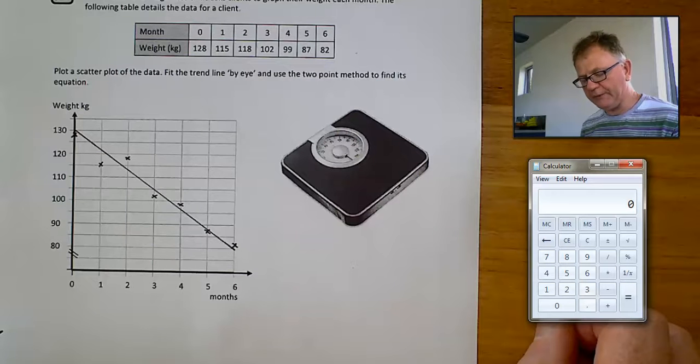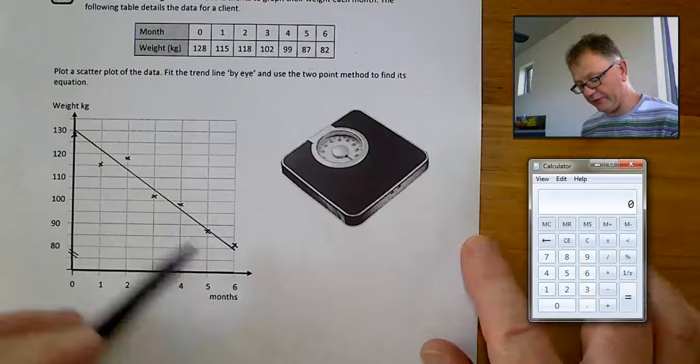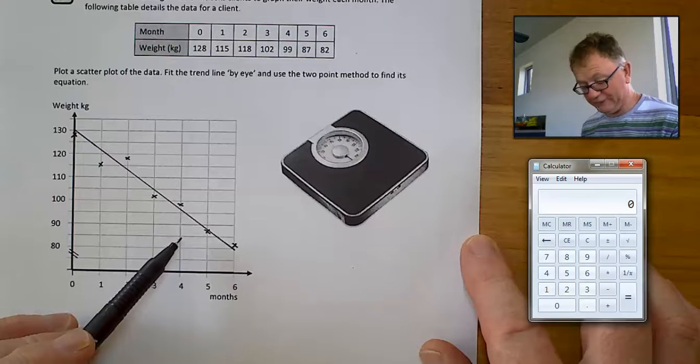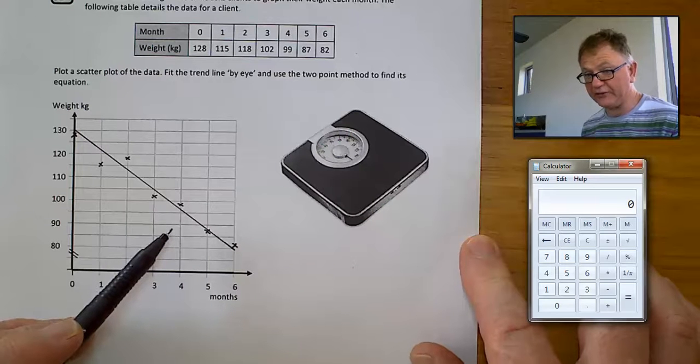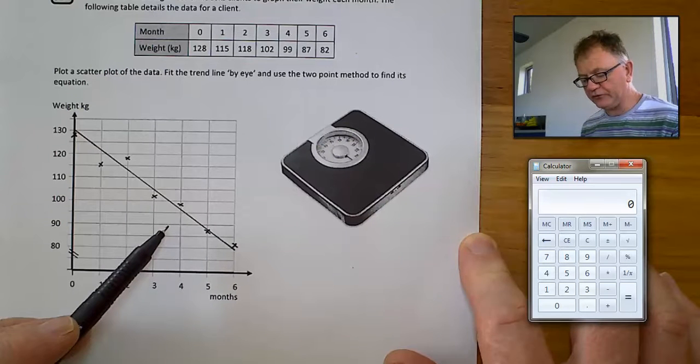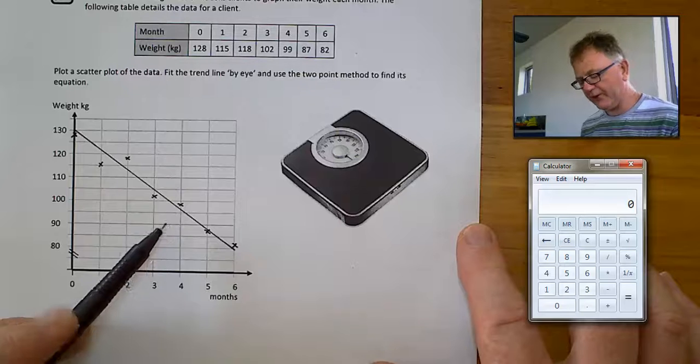Now the next step is to pick 2 points on the line and then work out the equation which represents the joining of those 2 points. Now, the 2 points that I choose need not be original data points. They must be on this line we've drawn. And in fact, my line didn't go through any of the original data points, so I can't choose any of those. Choose 2 points on the line which are some distance apart.